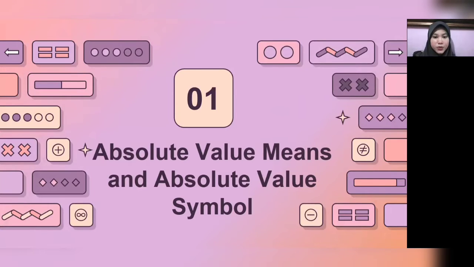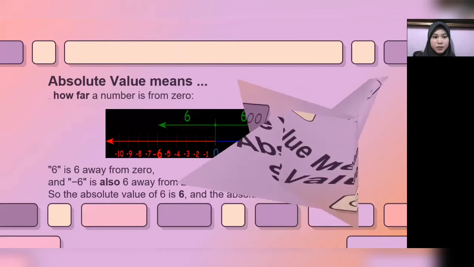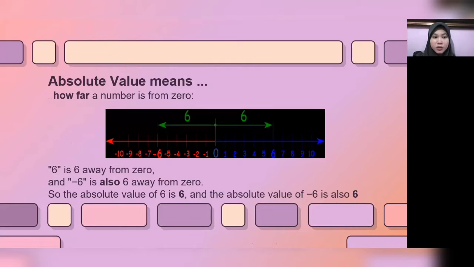1. Absolute value means an absolute value symbol. Absolute value means how far a number is from 0. Look at the picture. 6 is 6 away from 0, and negative 6 is also 6 away from 0. So, the absolute value of 6 is 6, and the absolute value of negative 6 is also 6.